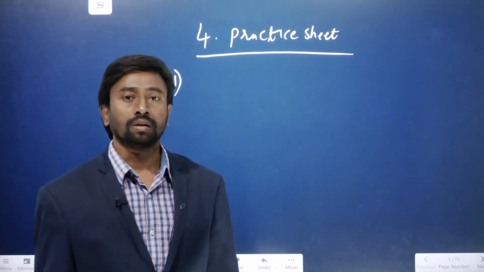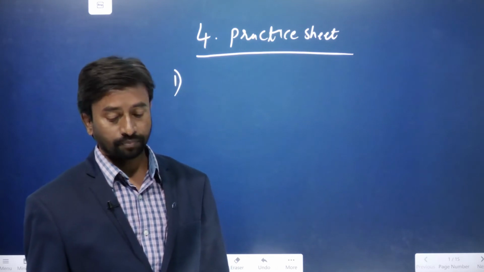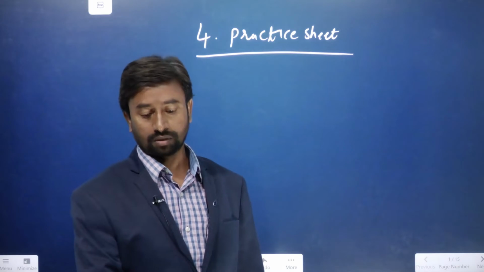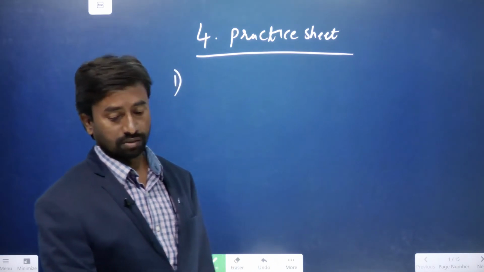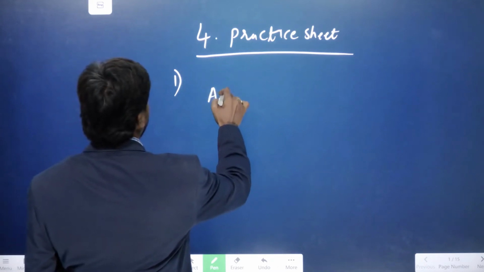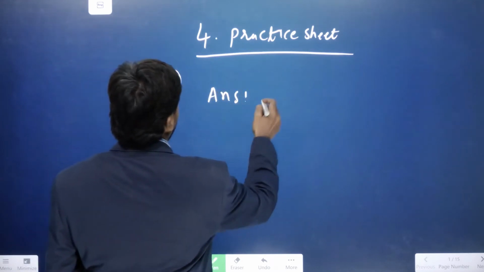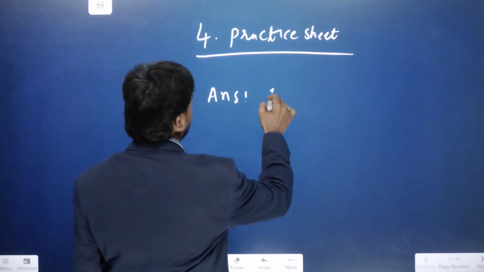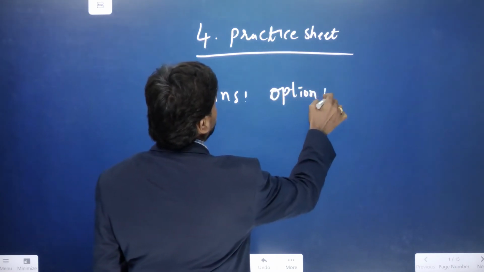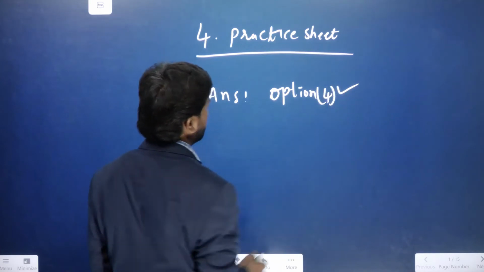Suppose if it is a dot product, it will give a scalar. If it is a cross product, it will give a vector. So the correct answer for the first question is option 4.